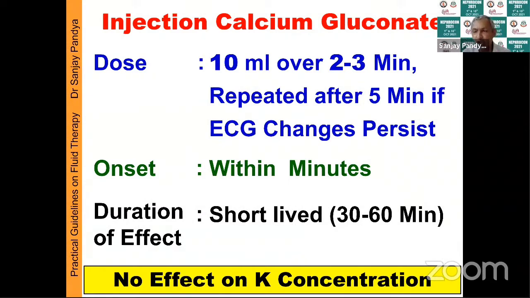We give the first ampoule of injection calcium gluconate and see how the response is. If the patient is not responding, we repeat after 5 minutes, and 2 to 3 doses of calcium gluconate can be given to protect the heart from the ill effects of hyperkalemia. The effect of calcium gluconate is short-lived and therefore needs to be repeated as per the requirement. But calcium does not change potassium at all. It's just a cardioprotective.